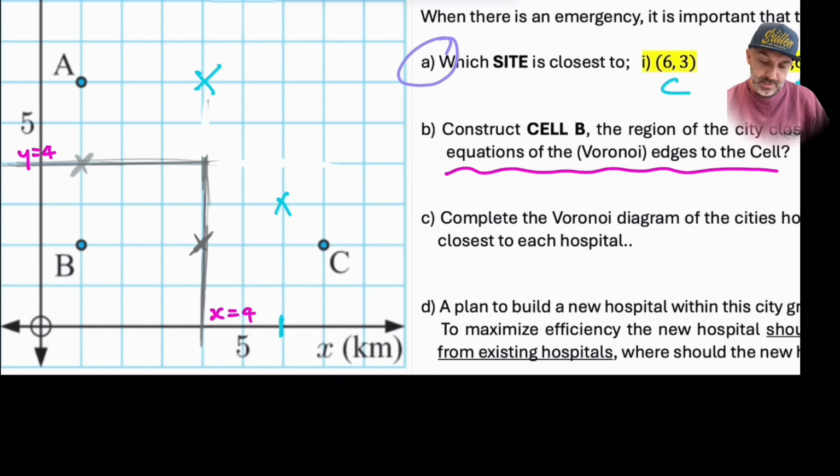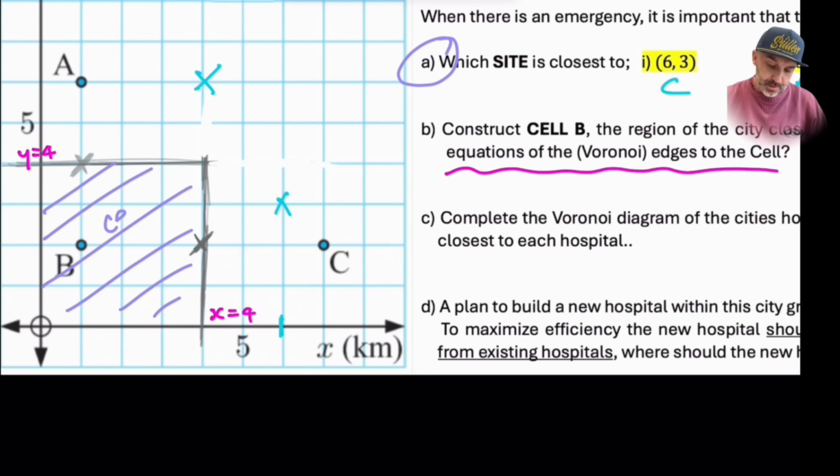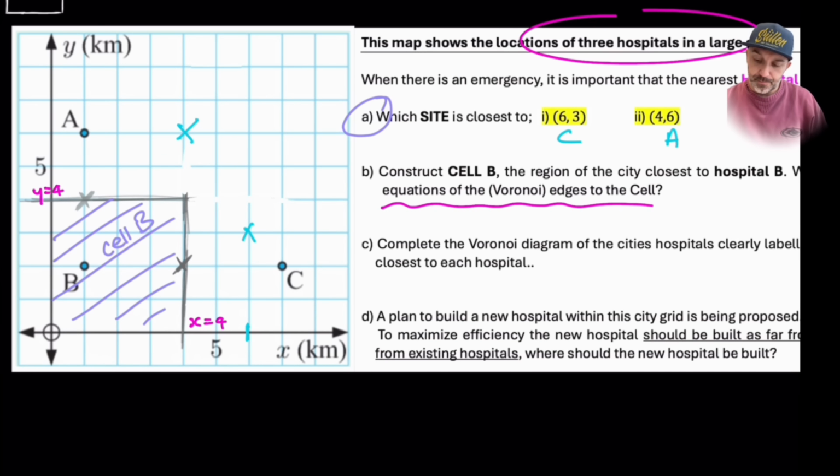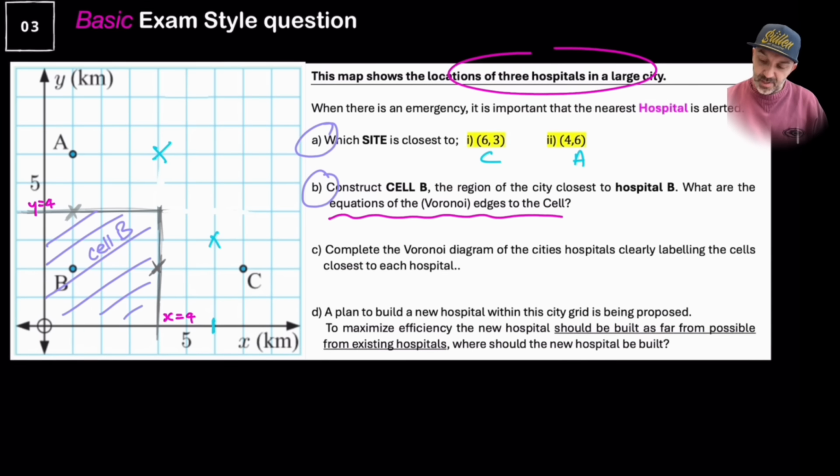It says, where is cell B? Well, cell B is down here. I've found cell B, and that's what they want to see. So I'm just going to write down that this is cell B, and I have answered part B of the question. Complete the Voronoi diagram now for all the city's hospitals, clearly labeling the cells.